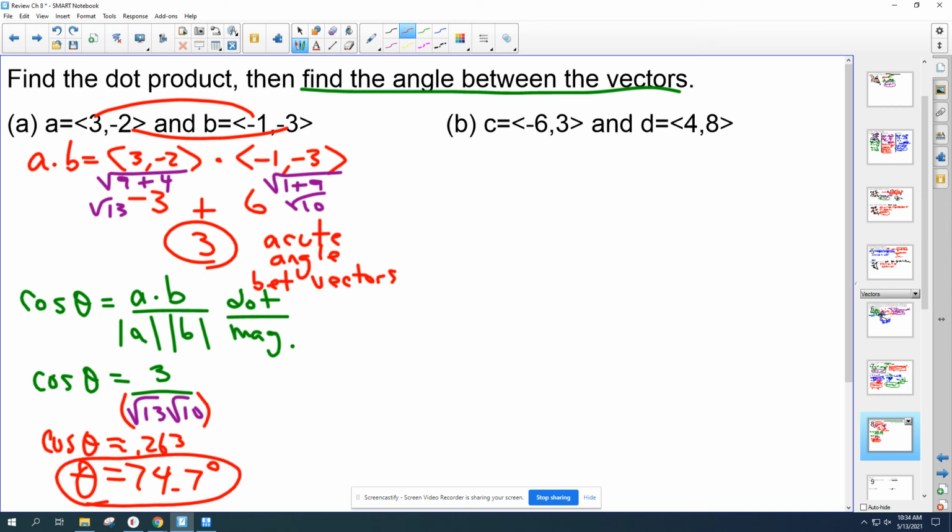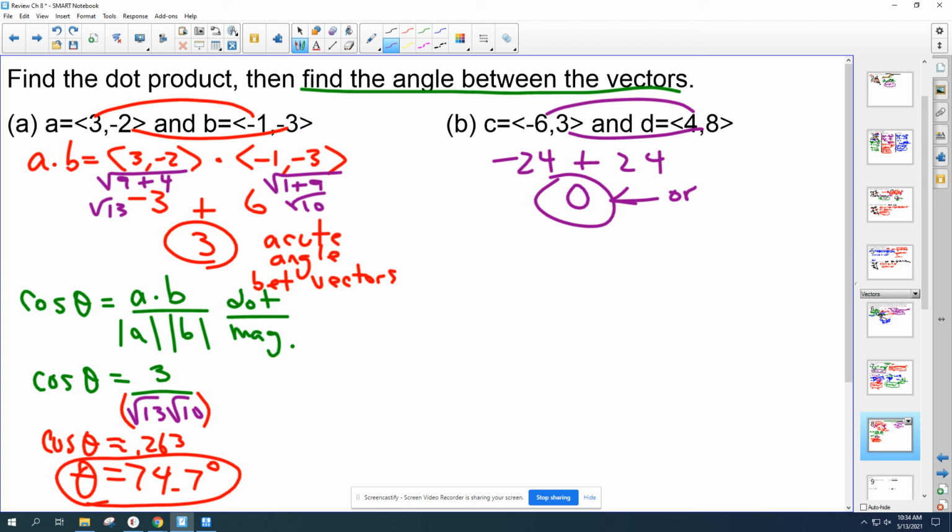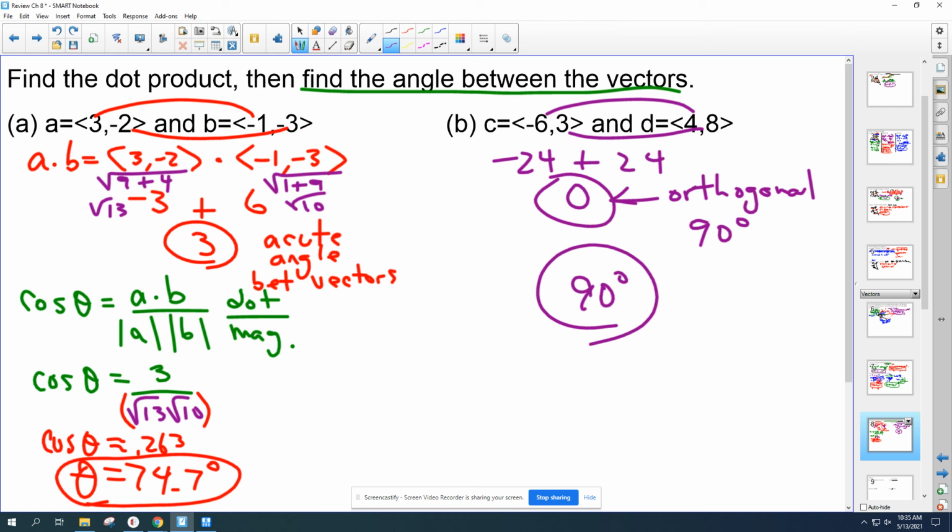Okay. Part B, same question. Find the dot product. Well, the dot product, you take these two, that's negative 24, and you take these two, that's positive 24. You add them, you get 0. That's your dot product. This 0 tells me that this is something called orthogonal, or in other words, it's a 90-degree angle. So honestly, I don't even need to do that formula. You could use the formula again, but I already know this is a 90-degree angle. Dot product of 0, 90-degree angle.